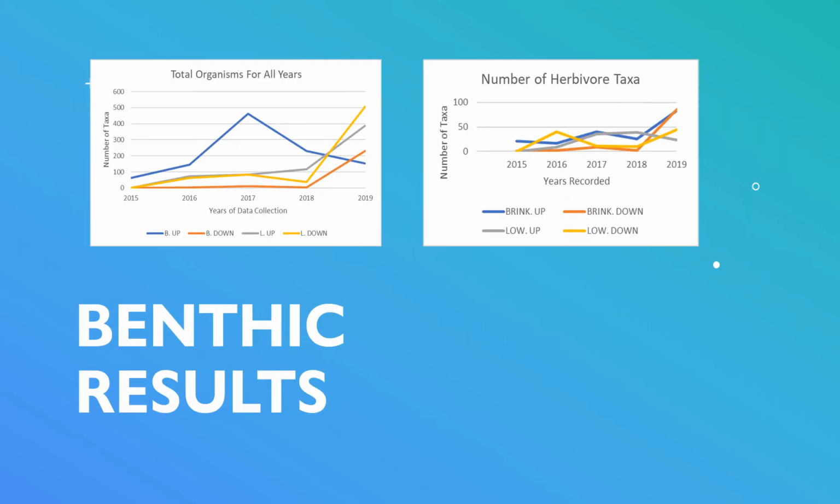We also found that the total number of taxa have continued to increase from 2015 until now, which is what we were hoping would happen. The number of herbivore taxa also increased each year.